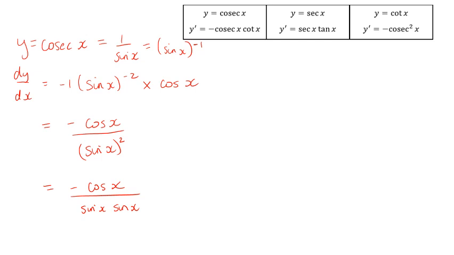Now I know what I'm aiming for. Look at what we're aiming for. We know what the answer is going to be: minus cosec cot. So let's see if we can see where they are going to come from.